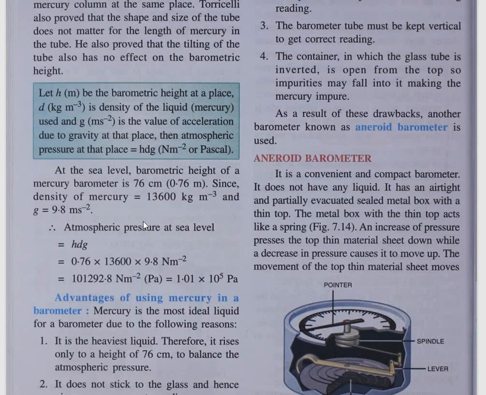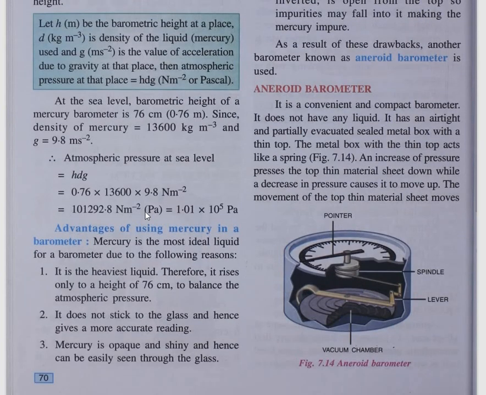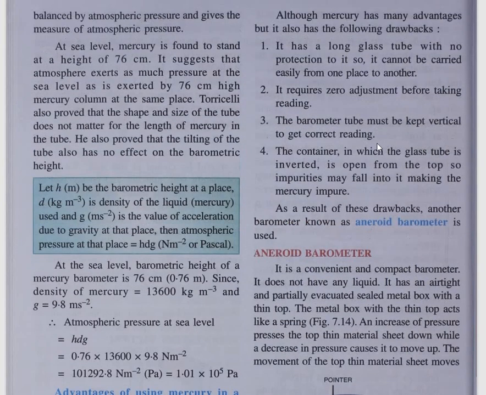Advantages of using mercury in a barometer. Mercury is the most ideal liquid for a barometer due to the following reasons. It is the heaviest liquid, therefore it rises only to a height of 76 centimeters to balance the atmospheric pressure. It does not stick to glass and it gives a more accurate reading. Mercury is opaque and shiny, hence it can easily be seen through glass.